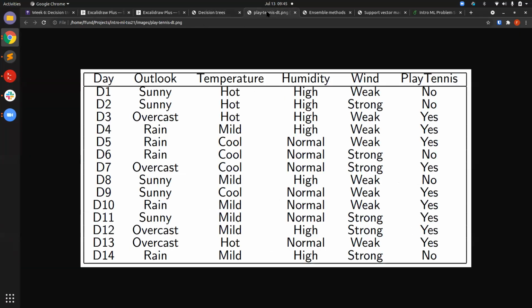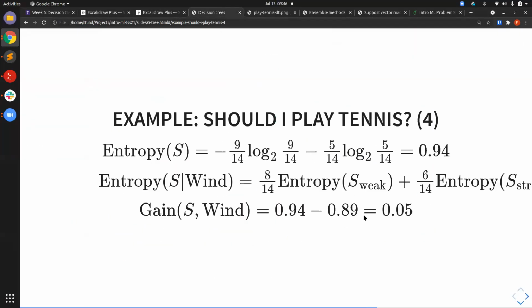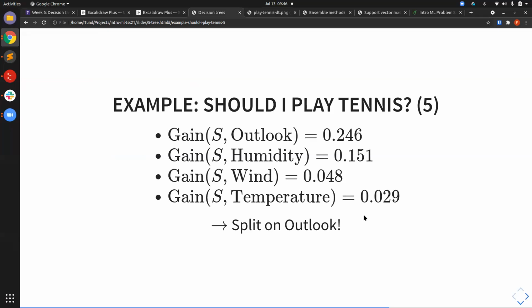Now I have many other choices of things to split on. So in order to decide how to split, I need to do the same computation for every single one of them. I'm not going to go through that right now, but if you do that, you would find, okay, this is the information gain of splitting on outlook. This is the information gain of splitting on humidity. This is the information gain of splitting on wind. And this is the information gain of splitting on temperature. And you would choose a split that has the greatest information gain. So at this point, you would split on outlook.